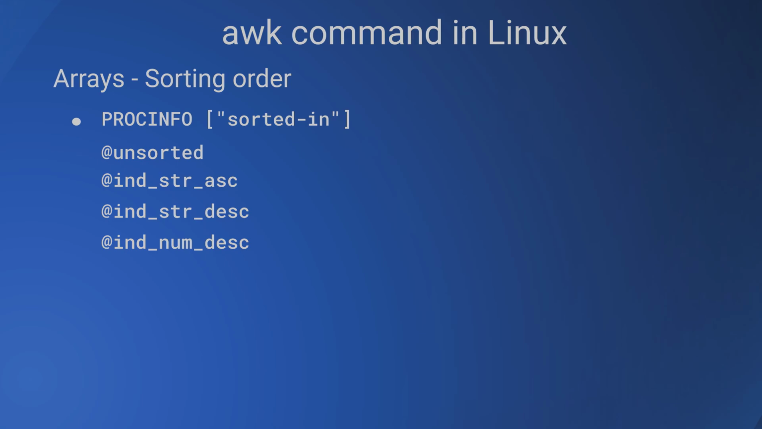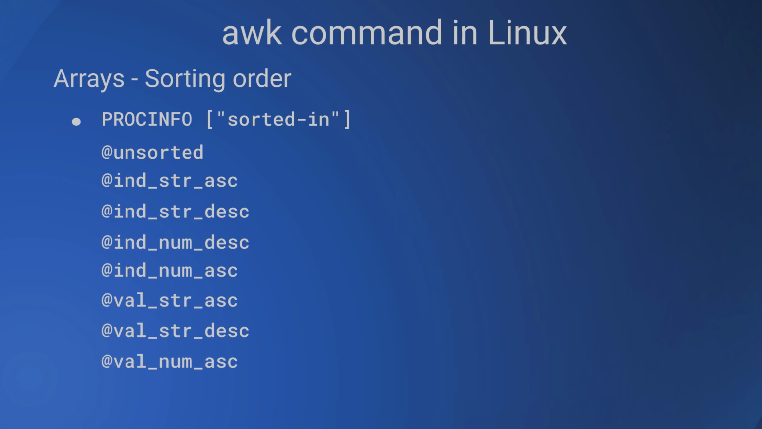Non-numeric indexes are treated as zeros. And then there is also @ind_num_asc for sorting an array in ascending order of index, which is treated as a number. Similar to index, we have got sorting order on the basis of value, and these are @val_str_asc, @val_str_desc, @val_num_asc, and @val_num_desc to get the array sorted in ascending or descending order based on value, treating the value as string or number.